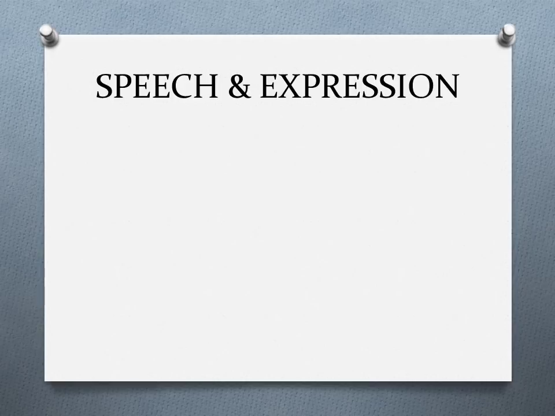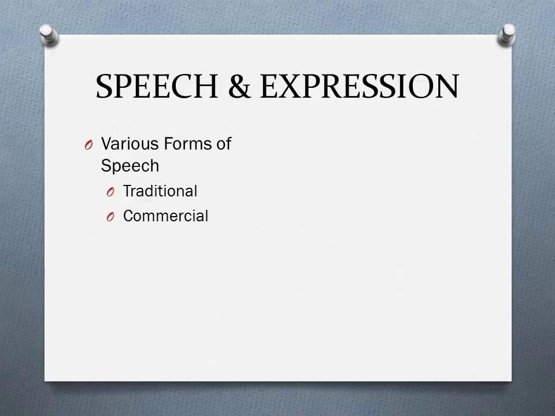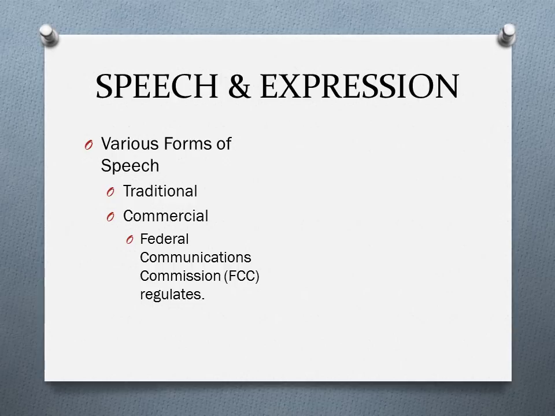Now on to the freedom of speech and expression. Of course, speech comes in various forms, and not just the traditional type of speech that we would think of. There's also what's known as commercial speech, which is the type of speech that goes out over public airways like radios and televisions. This type of speech is monitored heavily by the Federal Communications Commission, or FCC. This is, of course, a regulatory agency that works in the executive branch.